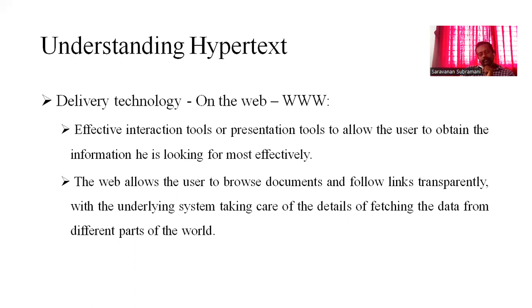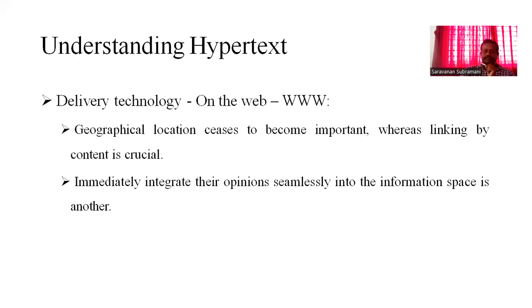to allow the users to obtain the information they are looking for most effectively from the web. The web allows the users to browse the document and follow the links transparently, with the underlying system taking care of fetching the data from different sources or parts of the world. The graphical location is easy to become important, whereas linking by content is a crucial one. Users can immediately integrate their opinions seamlessly into the information spaces.